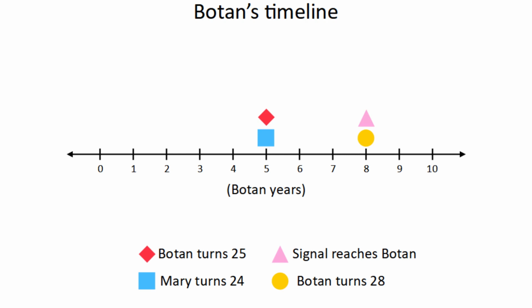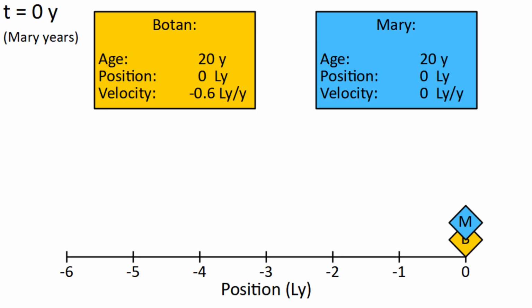Since those two events happened at the same time and in the same place, they better be simultaneous in Mary's reference frame, or else we have a contradiction. So let's switch to Mary's perspective. The way she sees it, Botan is the one going 0.6c and aging at 0.8 times the rate. So after 1 year, Botan ages 0.8 years, Mary ages 1 year, and Botan's position changes by negative 0.6, because she's going left. This process repeats every year until year 4.